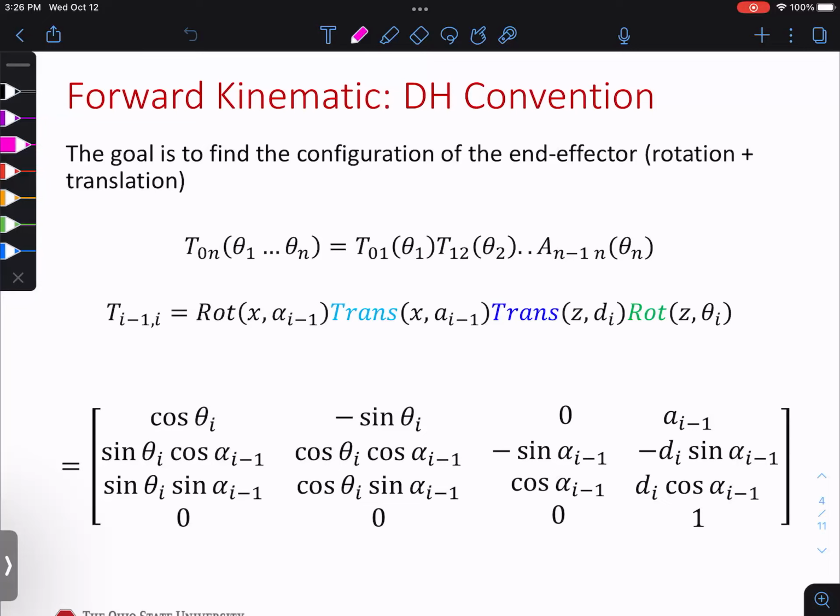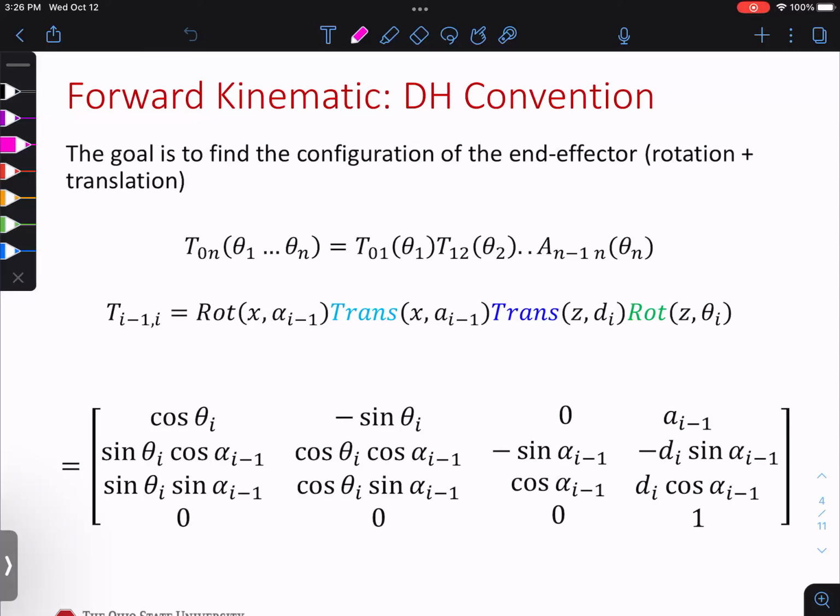Now, if I wanted to find T0 to, let's say, the end effector is on frame 3, what transformation do I need to find to get there? 0 to 1, 1 to 2, 2 to 3. If I multiply all that, I have 0 to 3, right? Pretty straightforward. I already know how they look. I just need to find what are these 4 elements. And they call them DH parameters.